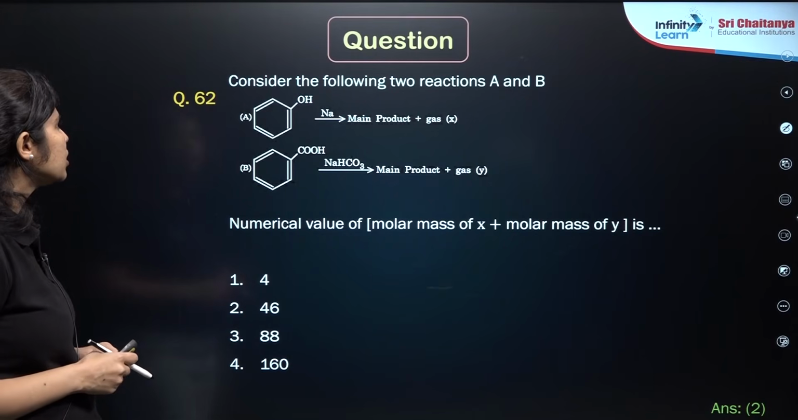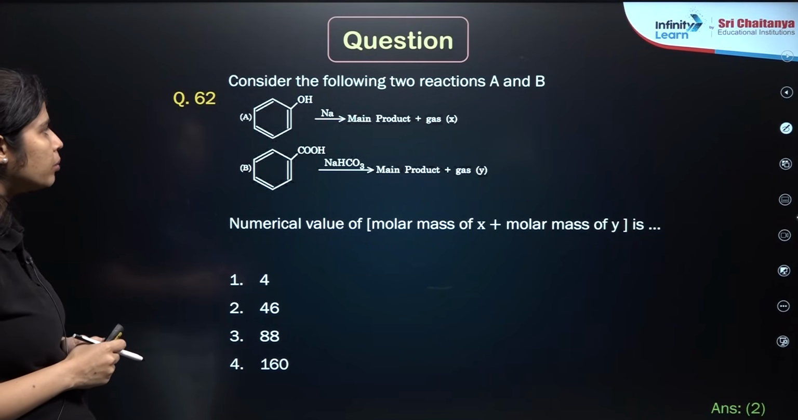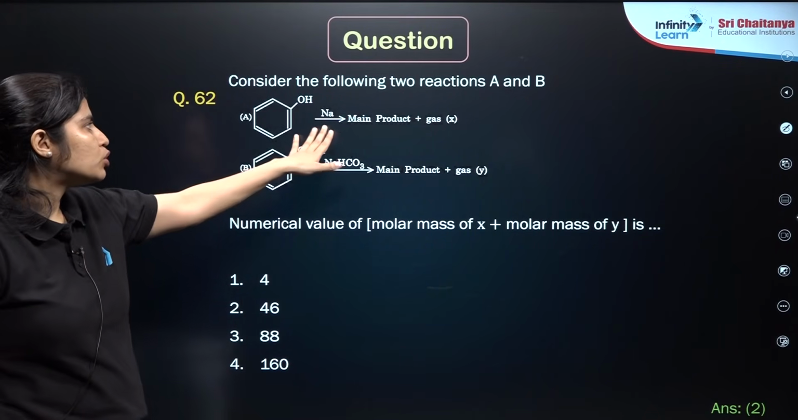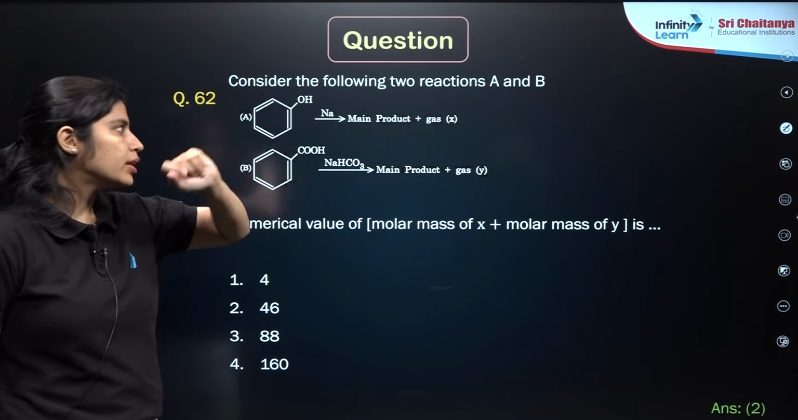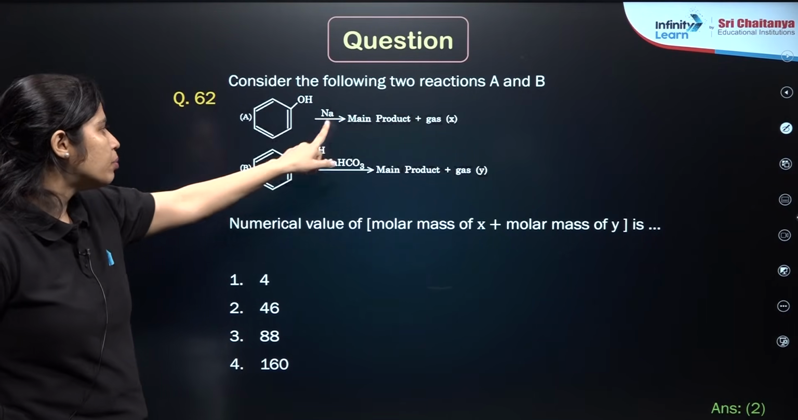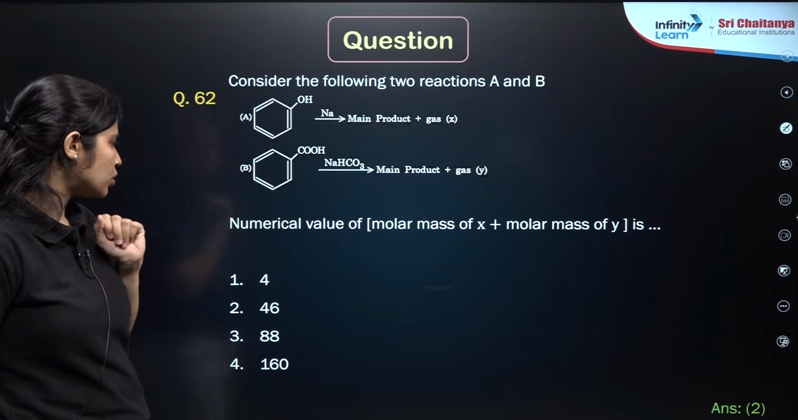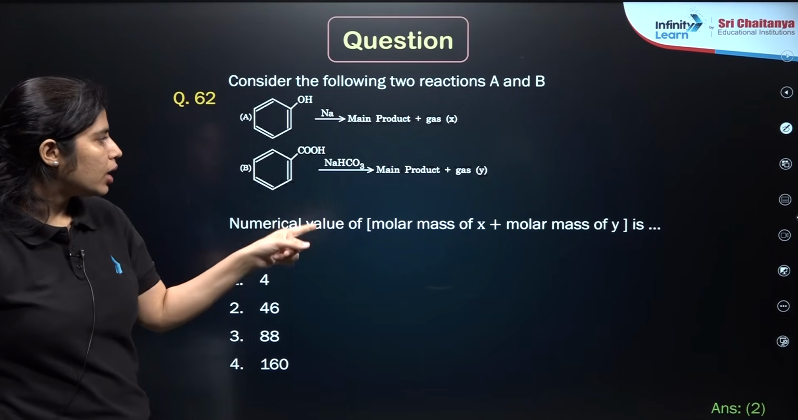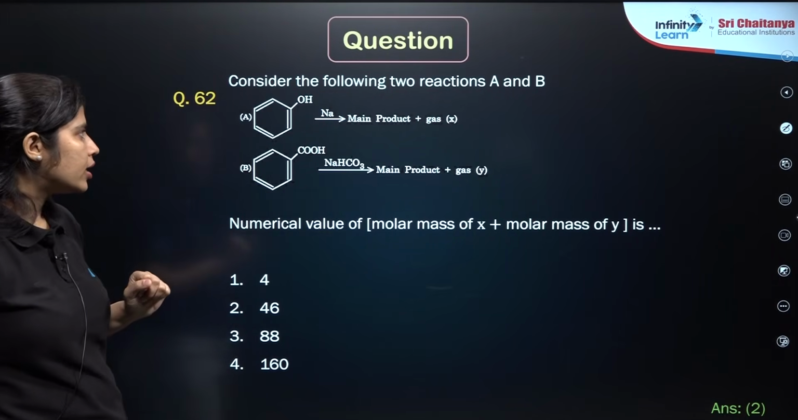Next is the question, consider the following reactions A and B. Here a phenol compound, sodium, a main product, and a gas is given. They want us to identify the gas in both of them, sodium and sodium hydrogen carbonate. Numerical value of molar mass for X and molar mass of Y is which of the following?